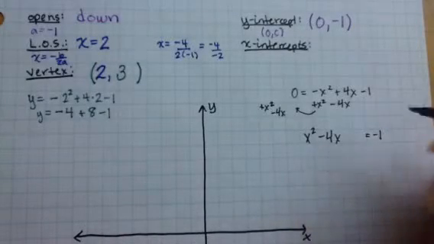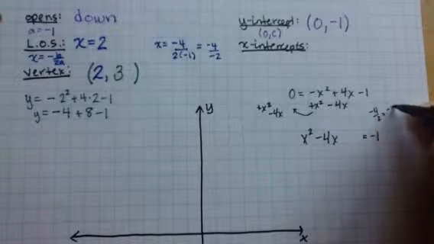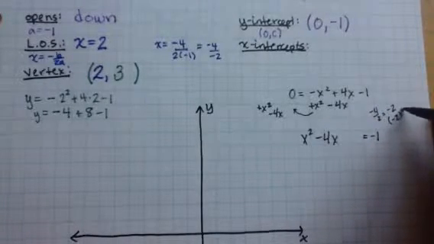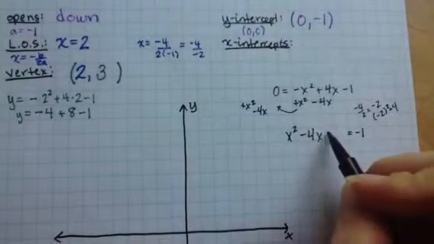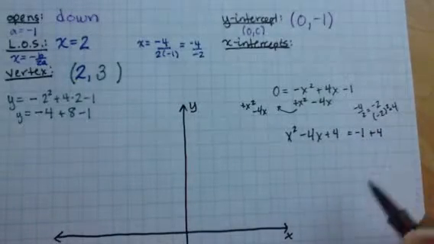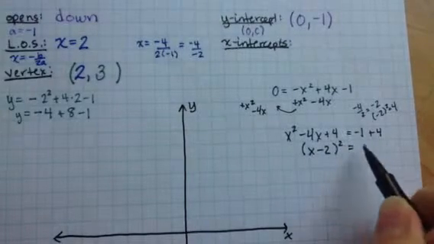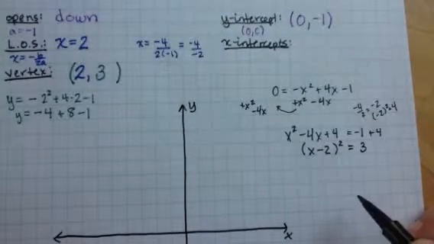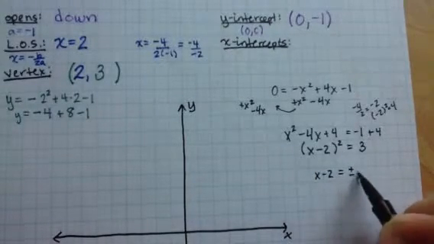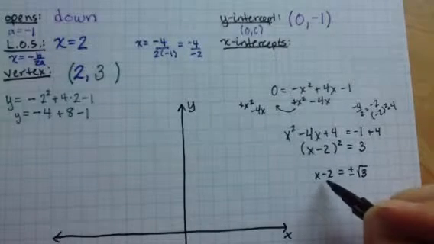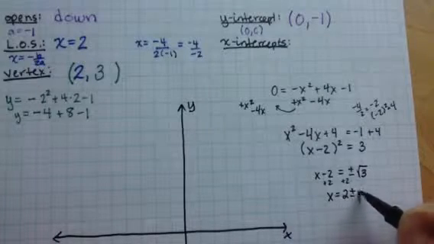And then I've got to find half of -4. So off to the side I'm thinking -4 divided by 2 is -2. I square that. That gives me 4, and that's what I'm adding to both sides. So plus 4, plus 4. Factor the left side: x minus 2 squared equals 3. And take the square root of both sides, which gives me x minus 2 equals plus or minus the square root of 3. And then add the 2 in, so I get x equals 2 plus or minus the square root of 3.